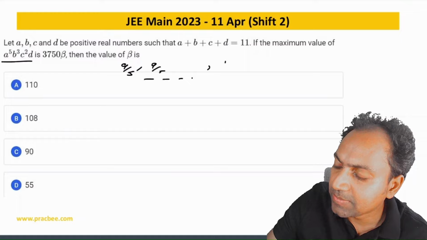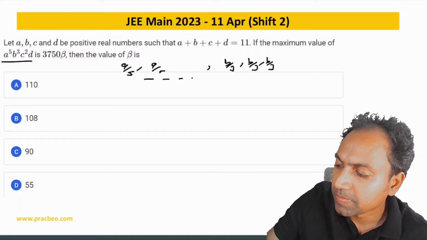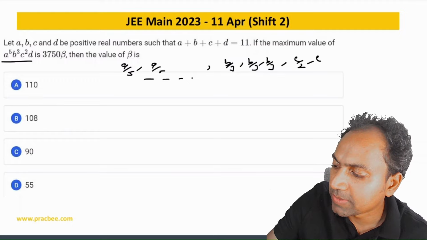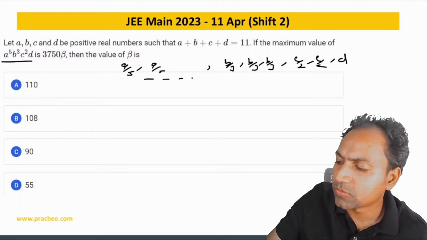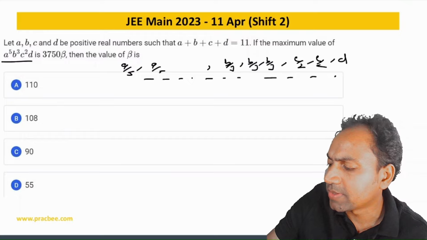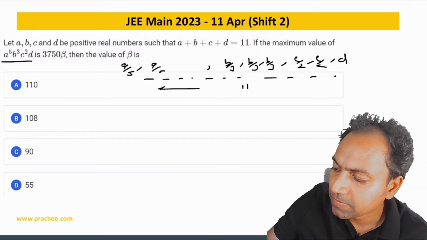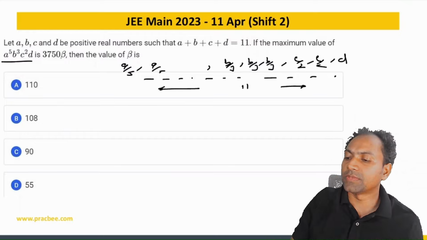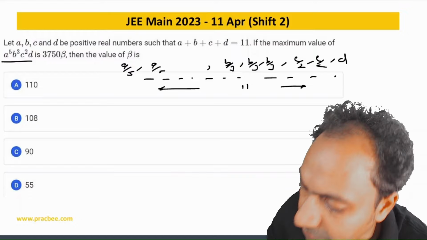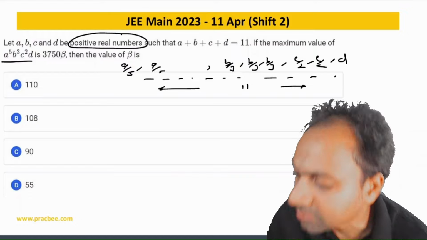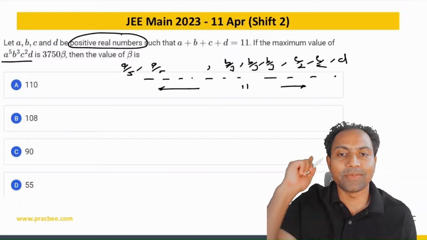And then similarly b by 3, 3 times, and then c by 2, 2 times, and d 1 time. So these are total, if you look from here to here, there are total 11 terms. And now in these 11 terms, since all of them are positive real numbers, this is the hint in the question, we can apply AM is greater than or equal to GM.